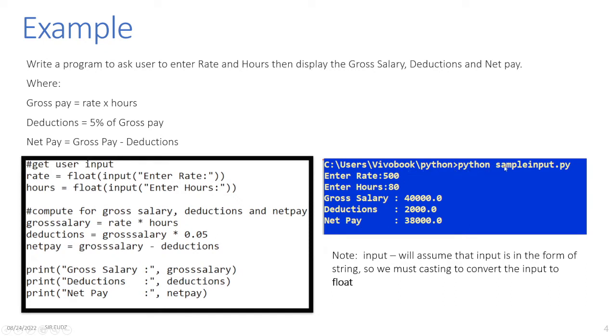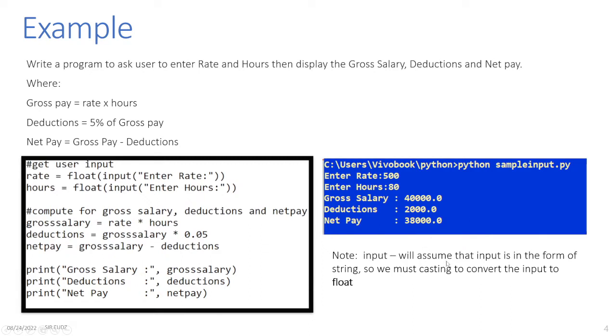Once we run the program, this is my file name. Once I run the program, this will appear, it will stop, and then I entered 500. Then this will appear, it will stop, then I entered 800. Then it will display this output: gross salary is 40,000, deductions is 2,000, and the net pay is now 38,000.